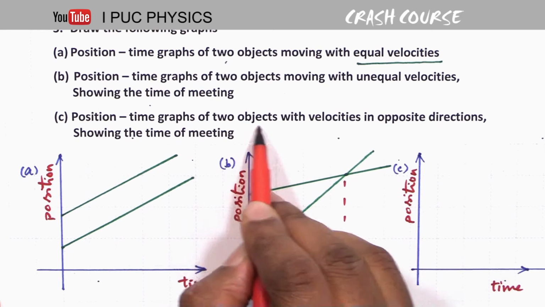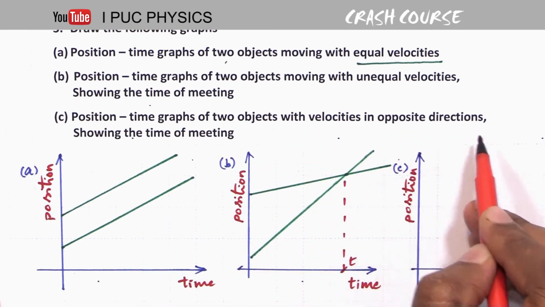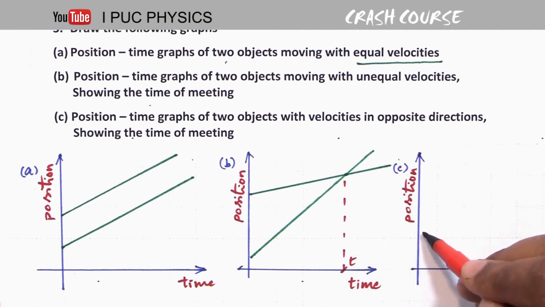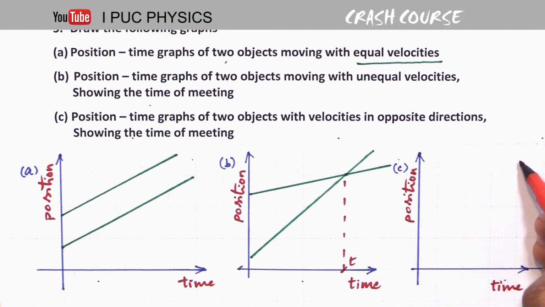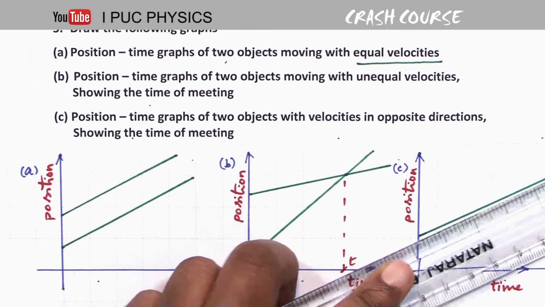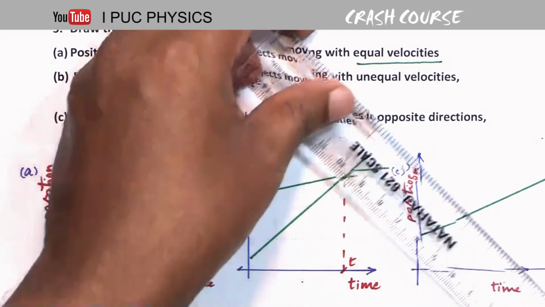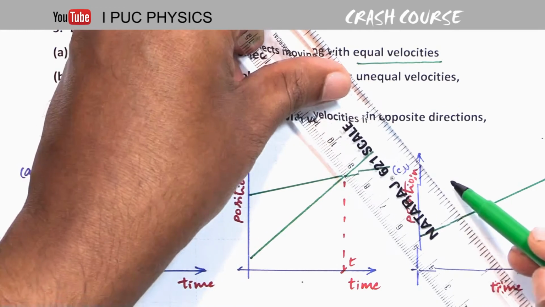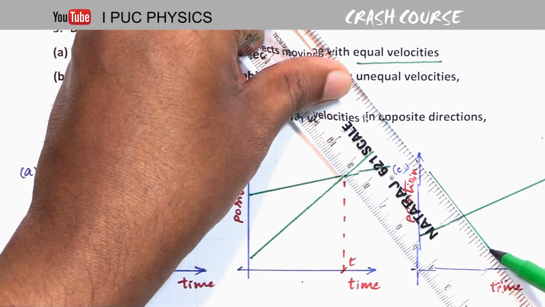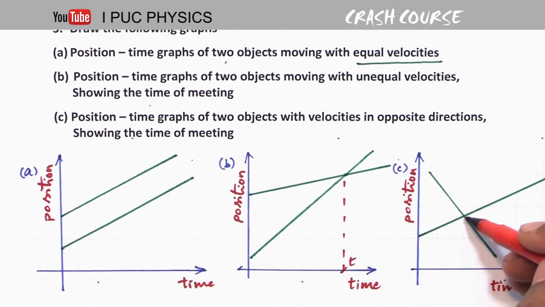Position time graphs of two objects with velocities in opposite directions. Opposite direction means positive slope represents one direction, negative slope represents another direction. This is the velocity of the first body, velocity of the second. This is positive velocity and this is negative velocity. This is the time of meeting.